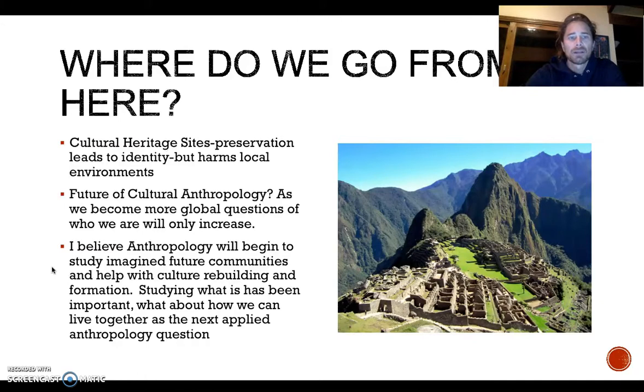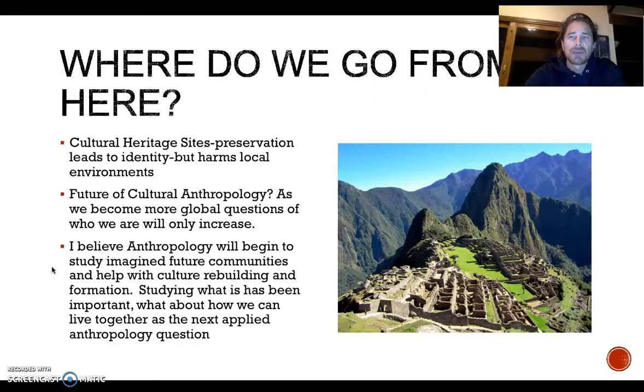Where do we go from here? Cultural heritage sites. So this is a picture of Machu Picchu. They preserve and lead to identity, but harm local environments. So the tough piece here is, this is a tourist site, right? Millions of people visit Machu Picchu every year. And it's a beautiful thing. We've preserved it, and it brings an identity component back to culture.